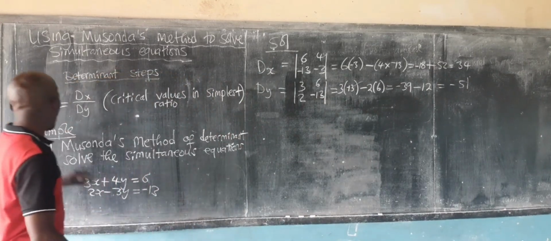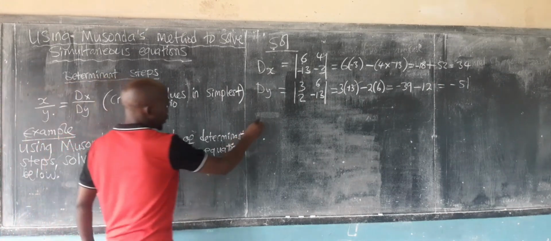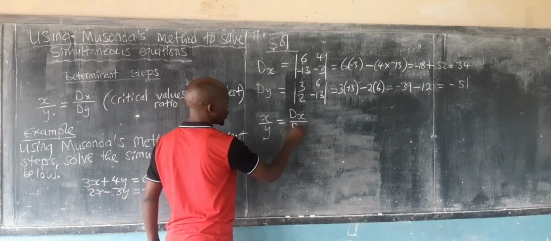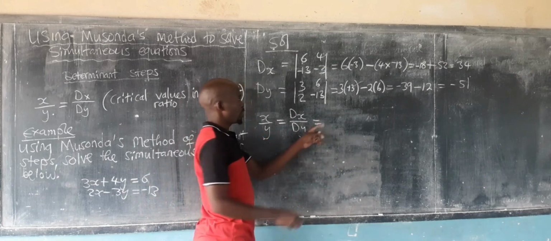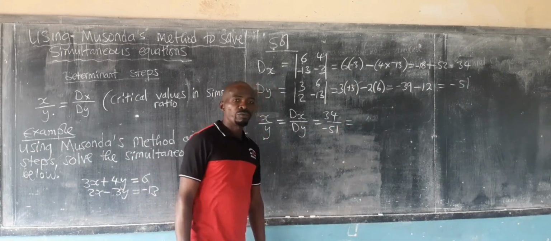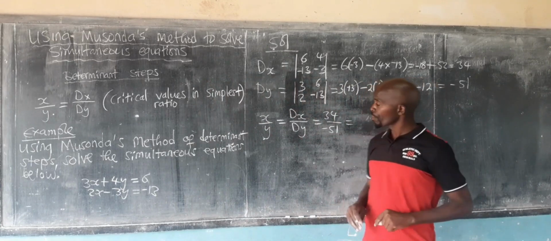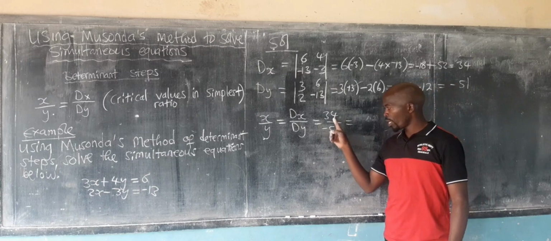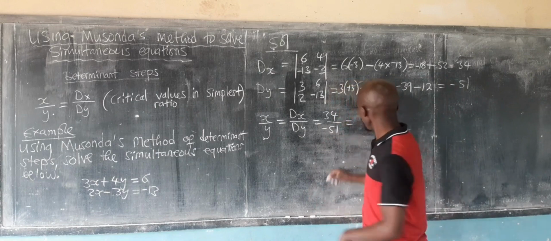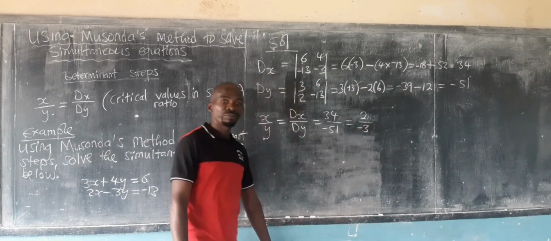From there, I have to go back to this. x over y must be equal to dx, the determinant of x, over the determinant of y, which is equal to 34 divided by negative 51. We find the highest common factor at that particular point. The highest common factor of 34 and negative 51 is actually positive 17. Our positive 2 here, then our negative 3 there.